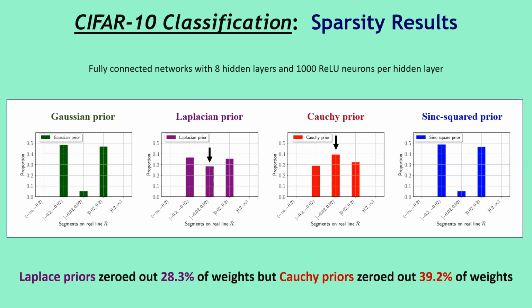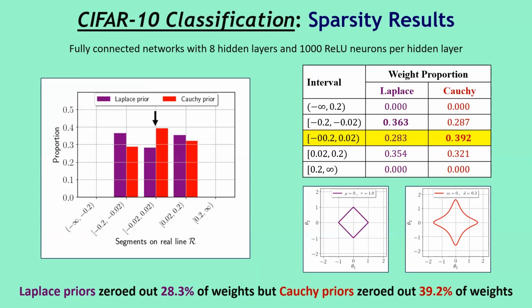There's no sparsity result in the case of Gaussian and Sinc-Squared, but there is in the case of Laplacian and Cauchy did better. The Cauchy priors, the Cauchy regularizers on the weights in the B-cubed classifier/regression zeroed out about 40% of the weights, whereas the Lasso or Laplacian zeroed out just under 29%. And the best performing Cauchy we found again was a dispersion, the soft diamond D.3 in red in the lower right.